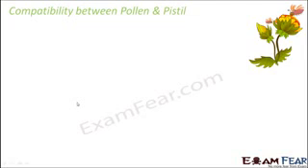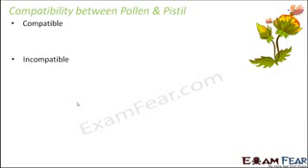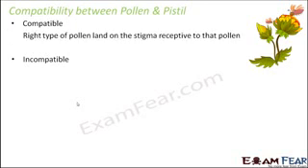What do we mean when we say something is compatible and something is incompatible? Compatible and incompatible are the two words. When we say compatible, it means that the right type of pollen landed on the stigma receptive to that pollen. The job of the stigma is to receive pollen, so the pollen which has landed on the stigma is the type it is meant to receive only. That means this is compatible. So the pollen-pistil interaction is compatible.